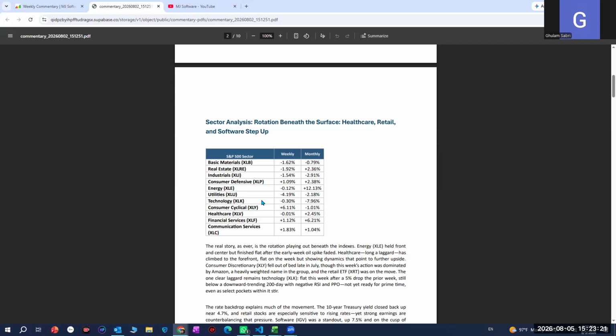Otherwise, the majority of the growth stocks lie in the tech sector or the discretionary sector, which is right here, consumer cyclical XLY, and those all ended negatively, especially the tech sector, where all the semiconductors and other chip stocks and memory storage stocks come into play.